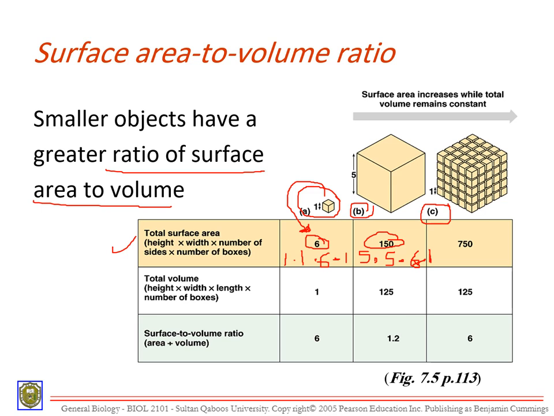To the next one. First thing, before we go to the next one, look at this. The difference in surface area. Which one has the higher surface area? Of course, this one has a higher surface area. This is 150 in scenario B. And it's only 6 in scenario A.